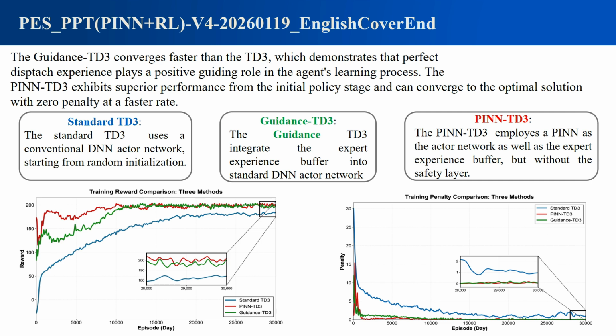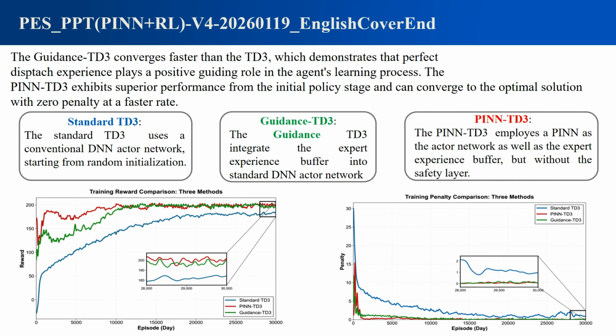PINN-TD3 adds both the expert experience buffer and the PINN actor, but it does not include the safety layer. The reward plot shows 3 trajectories. Standard TD3 rises slowly and remains below the other 2 methods for much of training. Guidance TD3 improves faster, but its early trajectory still has instability.